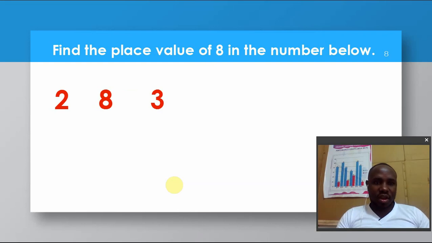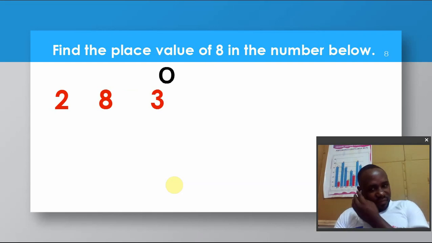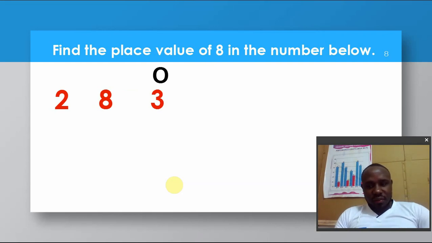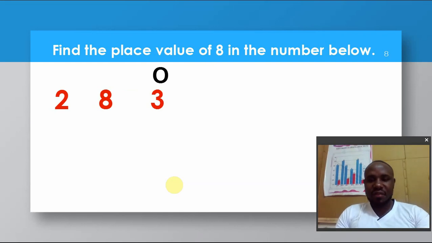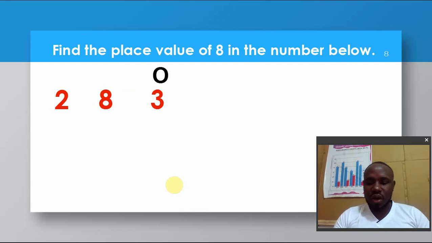The digits are there. We give them the place values, isn't it? Let's begin with the first one. You can see we have said the first place value is ones. The second one is tens. The last one is hundreds. Let's go on and write them in full words, since we know them.